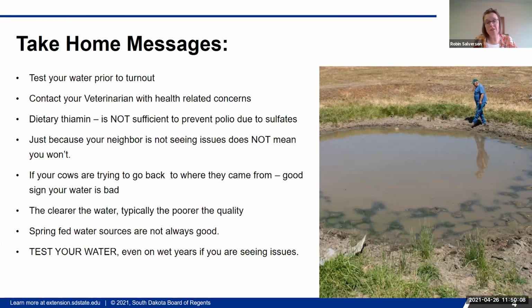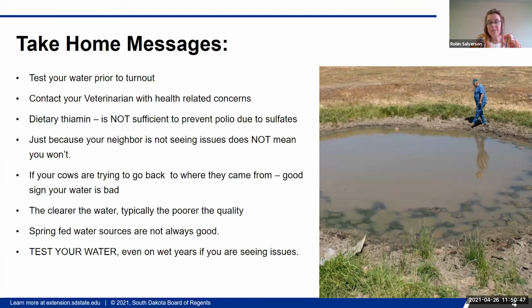Also, even within a pasture, one dugout might be good and the other one may not be. So again, testing all the various water sources is really critical. If your cows are trying to go back to where they came from, it's a good sign your water is bad. I see this also. People are like, yeah, my cows went right through that gate and back to their original pasture that they were in. And I'm like, well, that's probably because your water is bad, and they knew where they were before it was good. So if your animals are trying to get through the gates or through the fences and just trying to get back to where they were, that's a very good indication your water is bad.